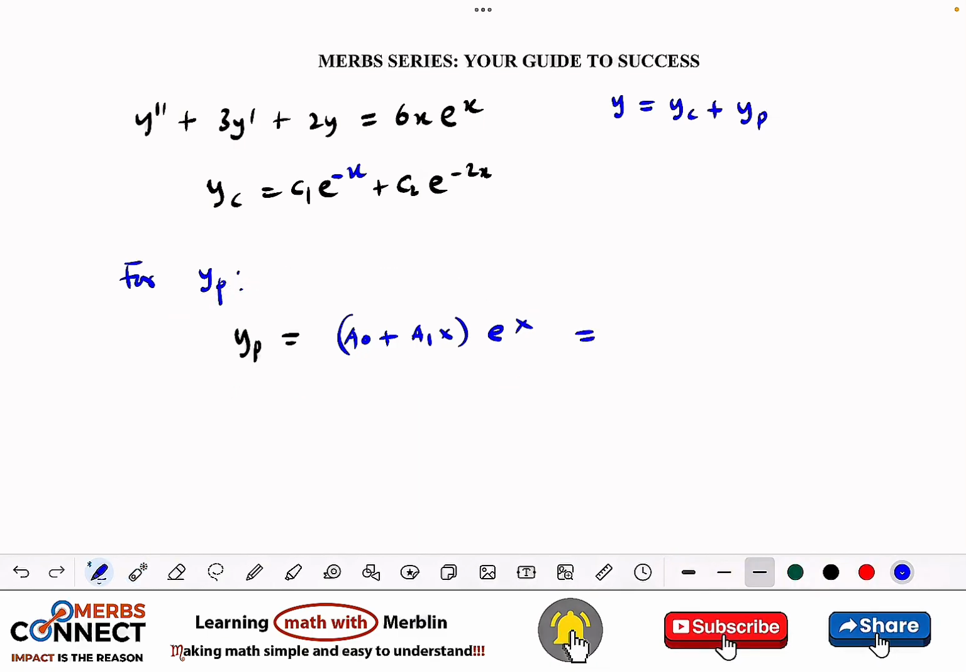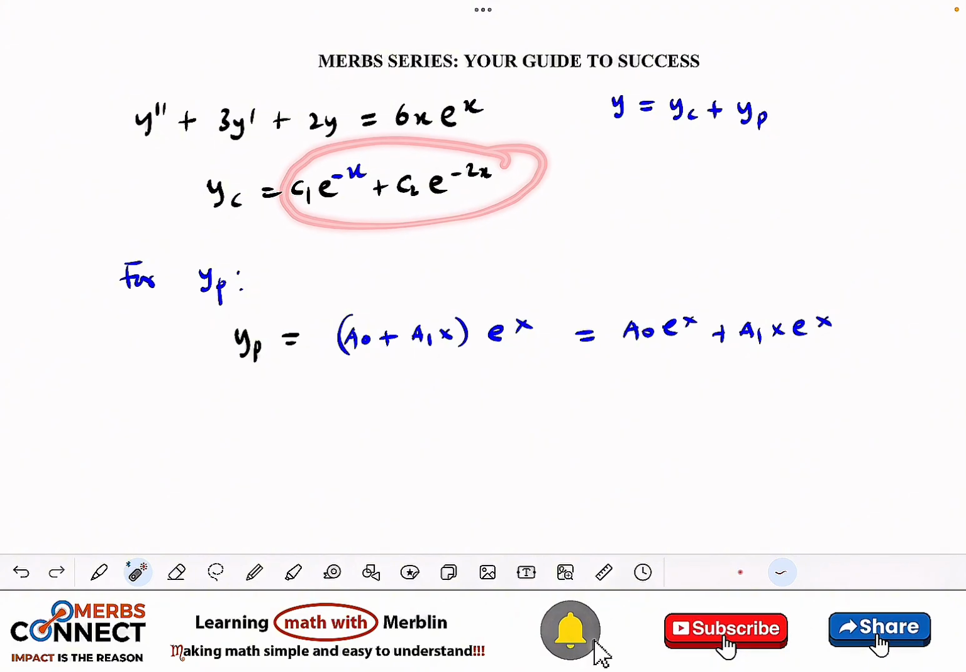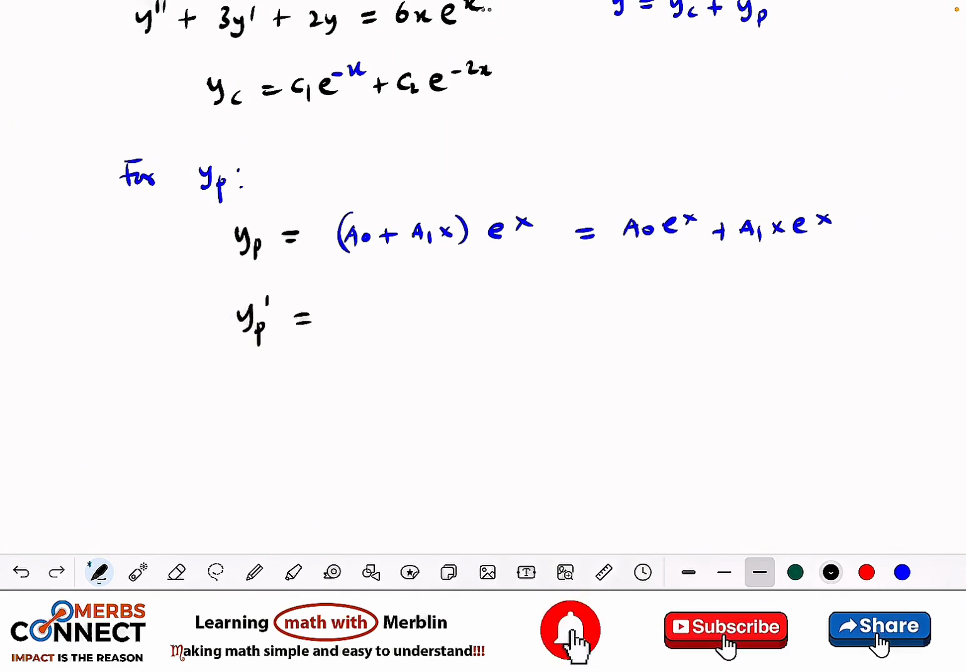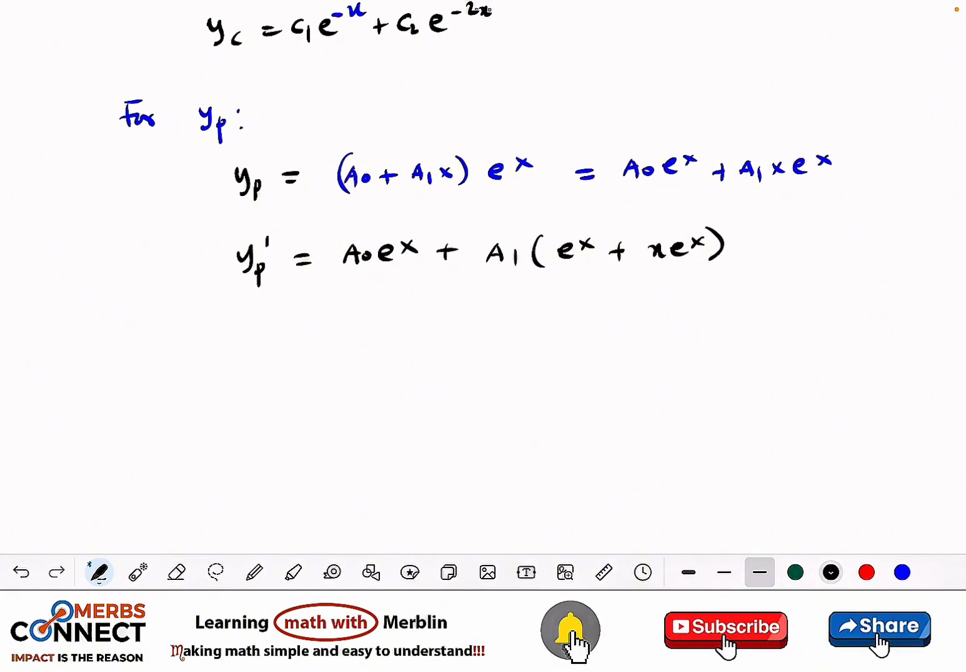So this is going to give us a0 e^x plus a1 x e^x. We are not going to do any modification because we don't have any e^x here. So that's what we are going to get from there. Let's differentiate. Let me go through quickly. When I differentiate this, I'm going to have a0 e^x plus, when I differentiate this, a1 e^x plus x e^x. So that's what I'm going to get.